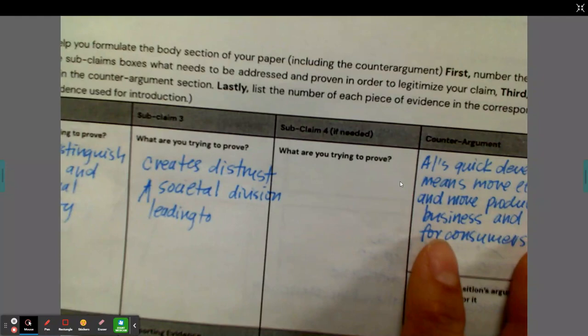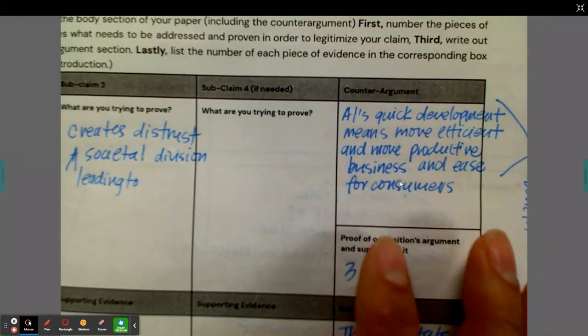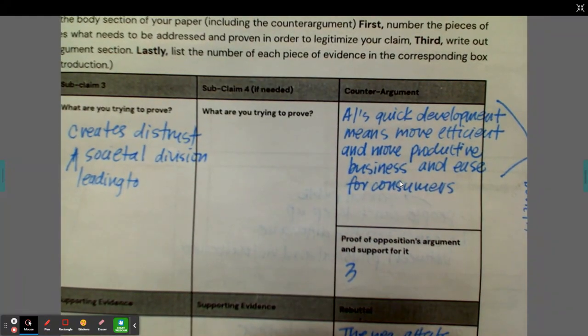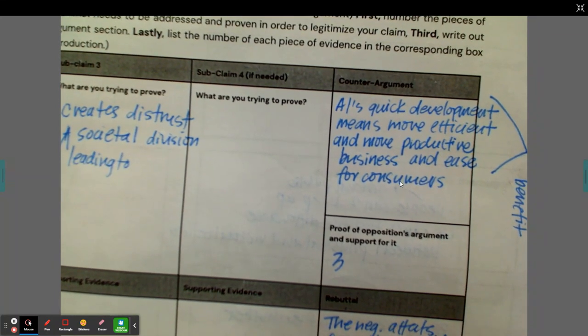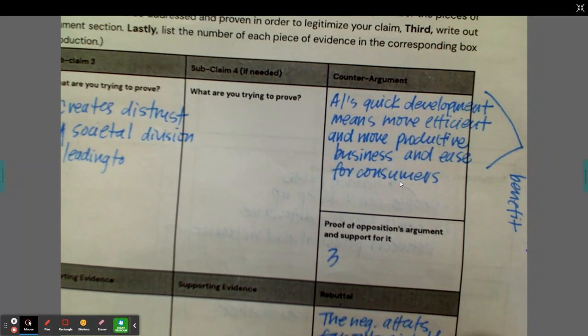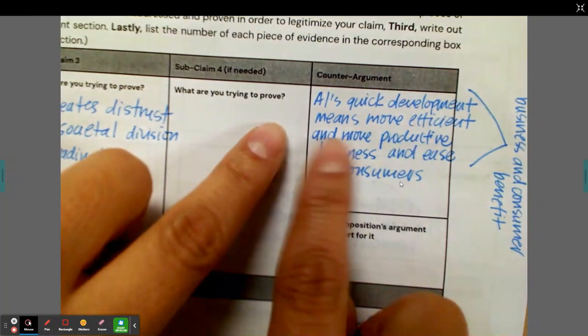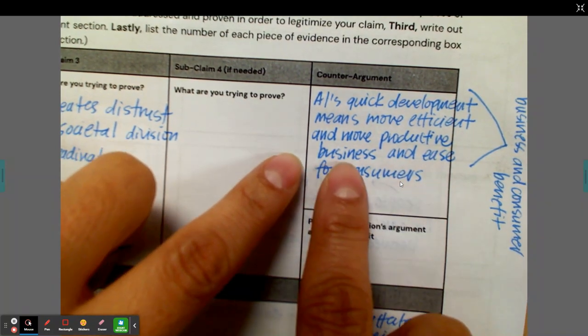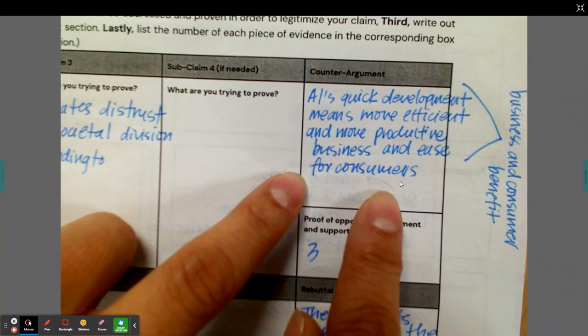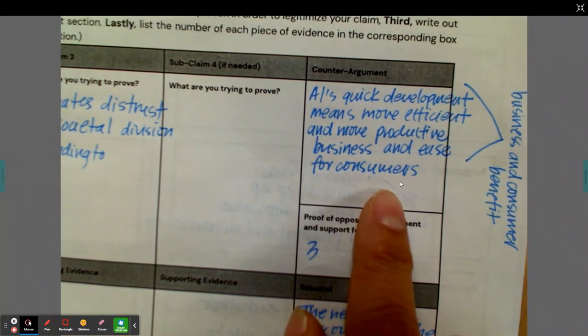So here would be mine. Notice that the majority of what I've argued about AI's fast development has been negative. So I imagine that if I was discussing this with somebody, they might say, well, wait a minute. There's been a ton of positive things that AI has contributed to our society. And this quick development has meant more efficiency and more productivity for businesses and consumers. So that there's both a personal or a professional and a consumer benefit to AI.